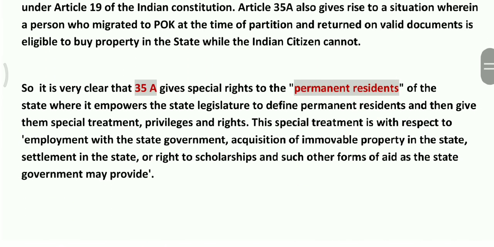So it is very clear that 35A gives special rights to permanent residents of state, while it empowers the state legislature to define permanent residents and then give them special treatment, privileges and rights. The special treatment is with respect to employment with the state government, acquisition of immovable property in the state, settlement in the state, or right to scholarships and such other forms of aid as the state government may provide.